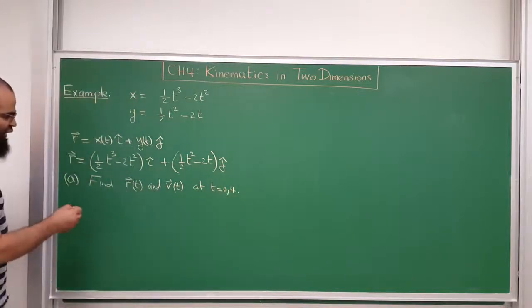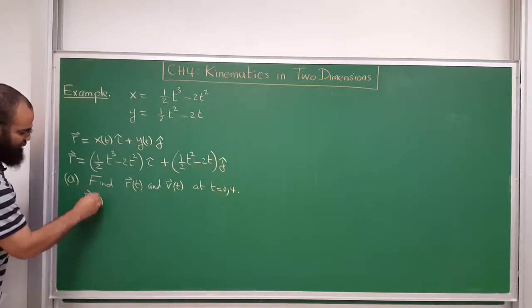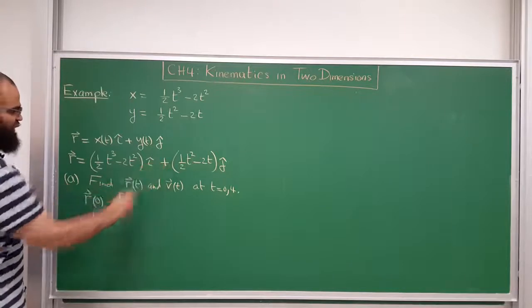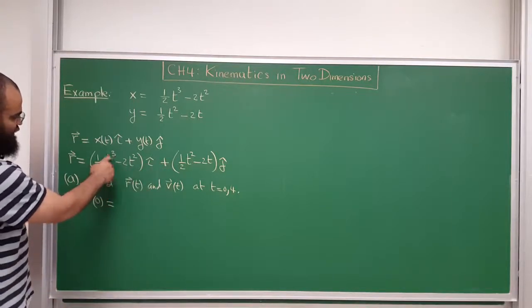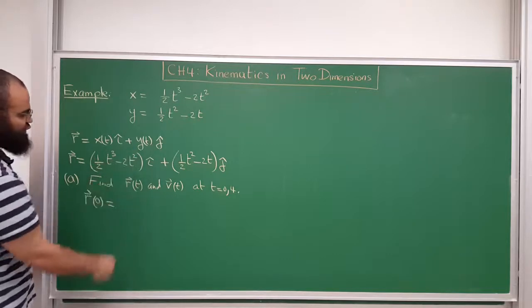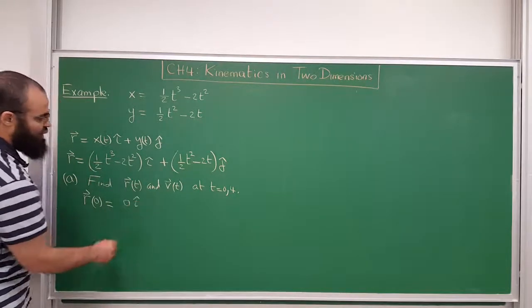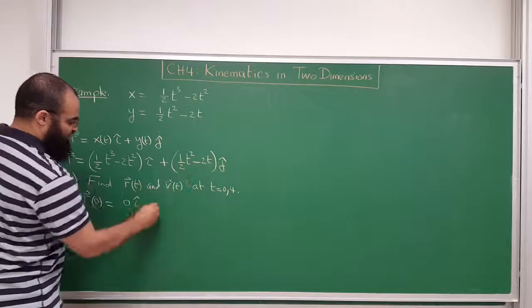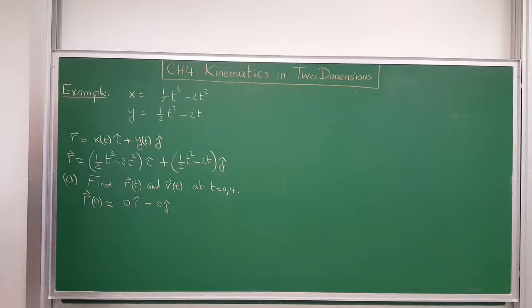Well, let's find r at t equal to 0. We go to the position and plug in 0. If you plug in 0 here, 0 cubed is 0, and squared is 0, so you get just 0 i hat. And then here, if you plug in 0, you just get 0 plus 0 j hat. It means the particle is at the origin. x is 0 and y is 0.